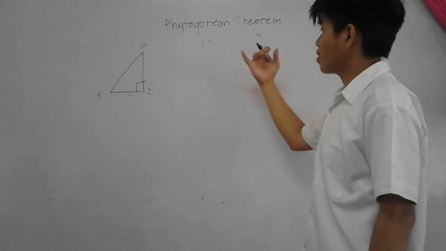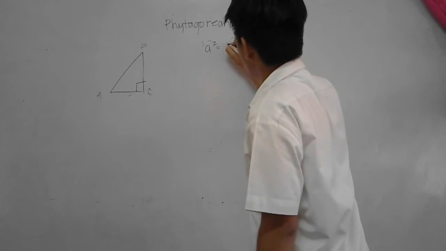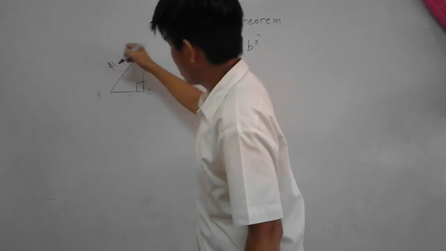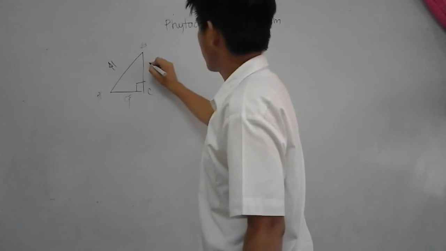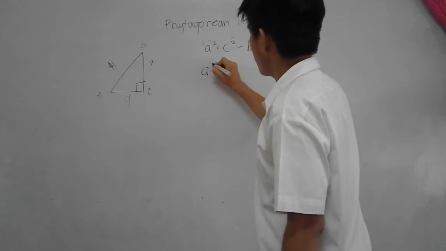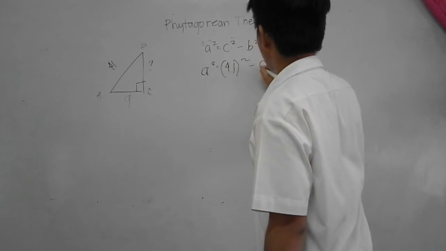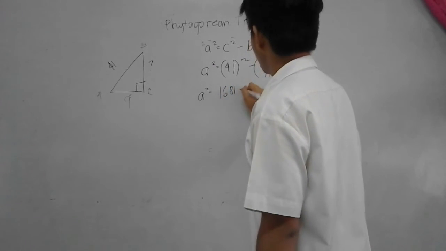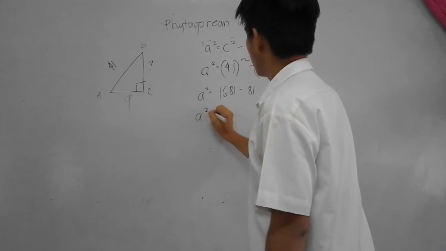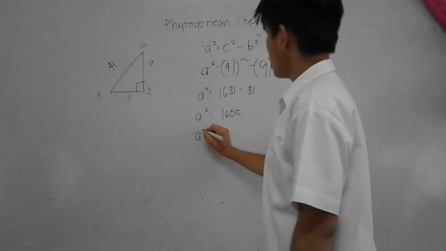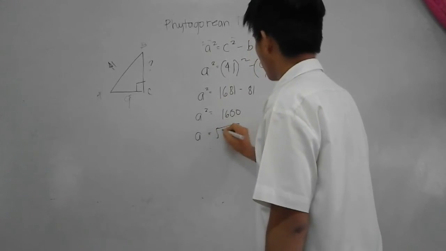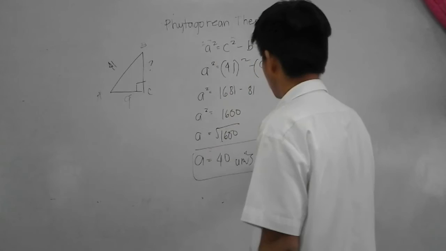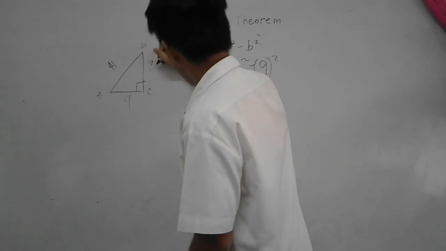And the other formula in the Pythagorean theorem is a squared is equal to c squared minus b squared. Suppose the hypotenuse of this triangle is 41 and the side of this triangle is 9, and the missing side is a. Apply this formula: a squared is equal to 41 squared minus 9 squared. 41 squared is equal to 1681, minus 9 squared, so a squared is equal to 1600. Get the square root: a is equal to the square root of 1600. A is equal to 40 units. The value of side a is 40.